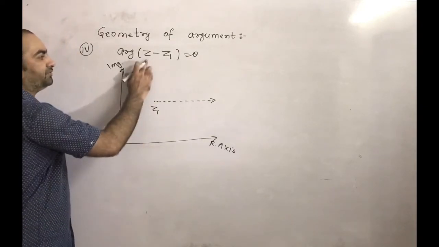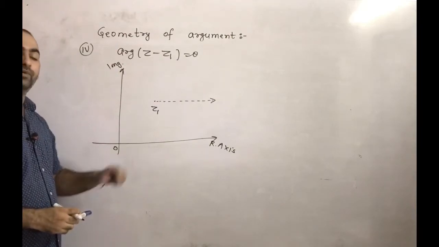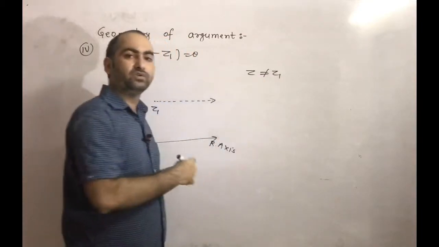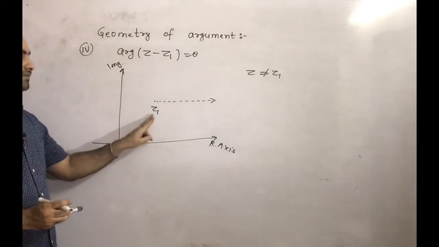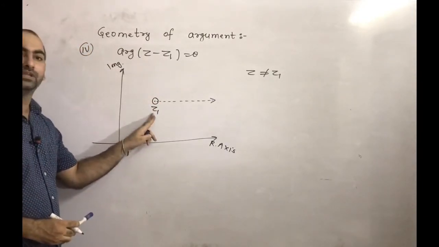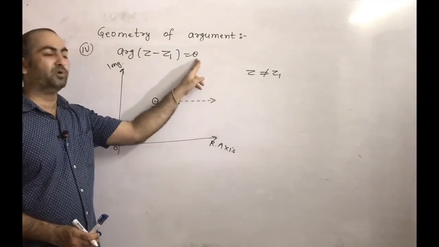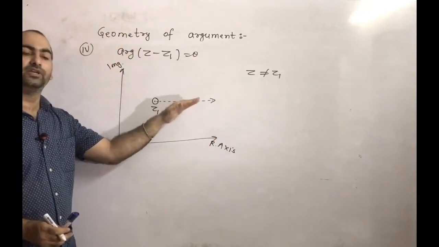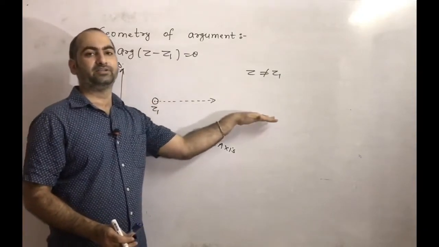Now the argument of z minus z1 equal to theta is a ray emitting from z1, where z is not equal to z1. If z equals z1, then this will be 0, and the argument of 0 is undefined. That's why z1 is not included. So it is a ray emitting from z1, and this ray will make theta angle with the positive real axis. If theta is positive, then we take the angle in the anti-clockwise direction. If theta is negative, then we take the angle in the clockwise direction. If theta is 0, then we take the angle in the same direction as the positive real axis.